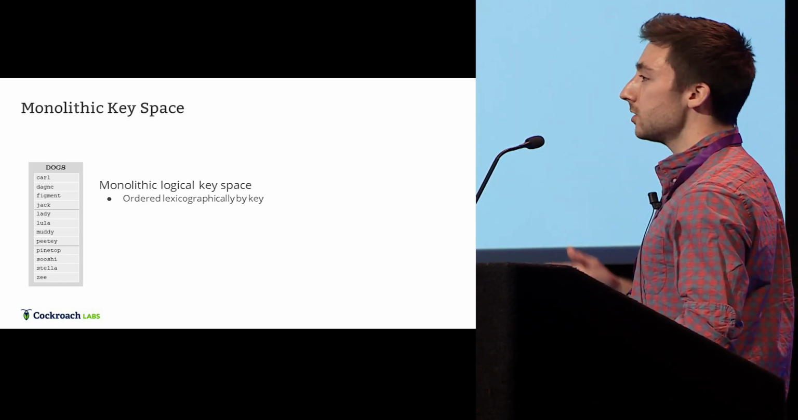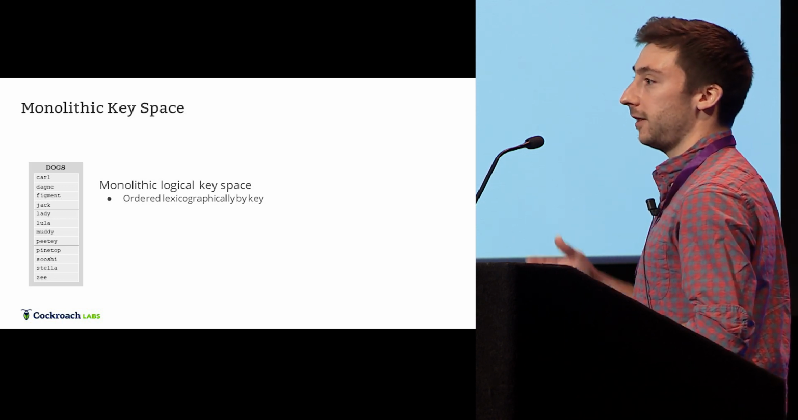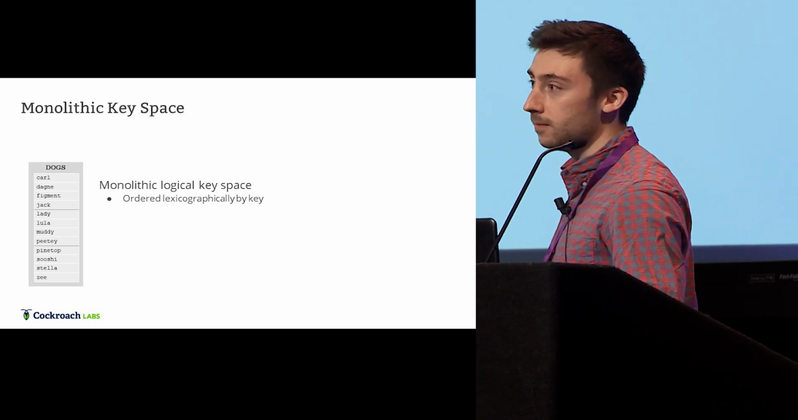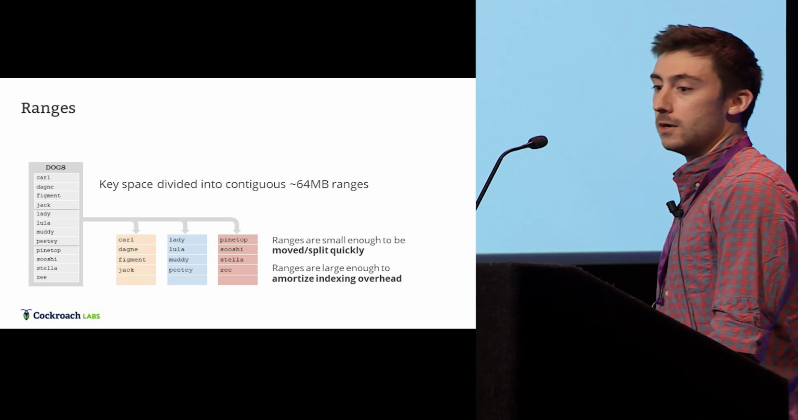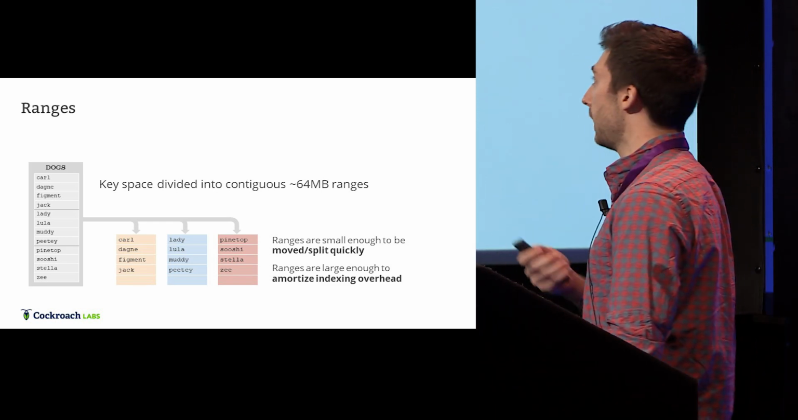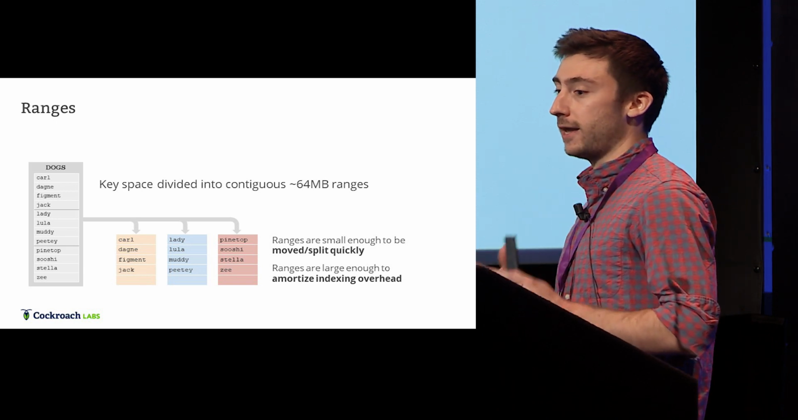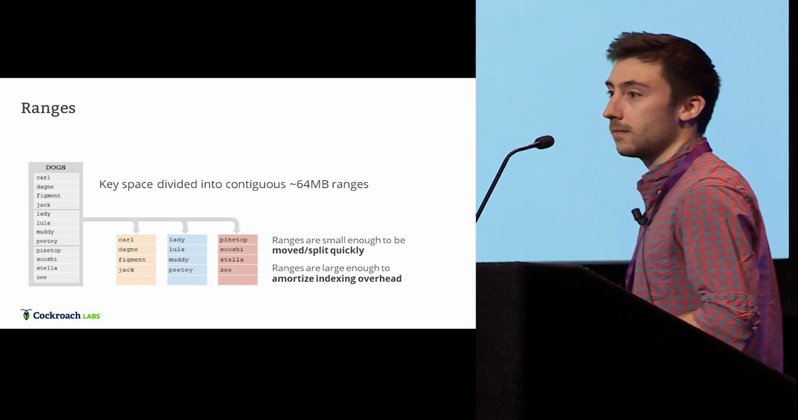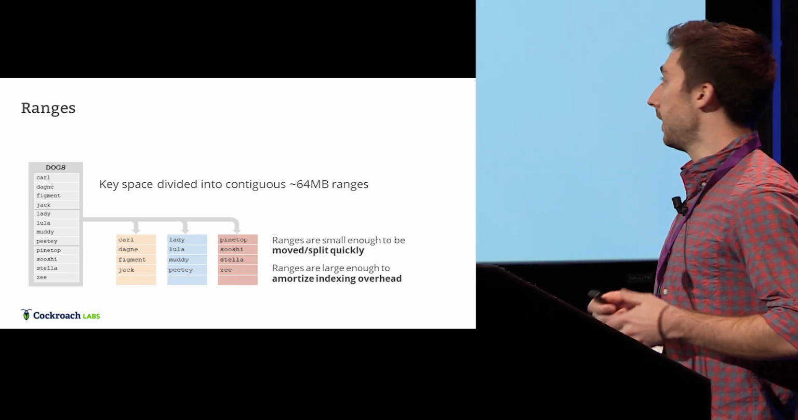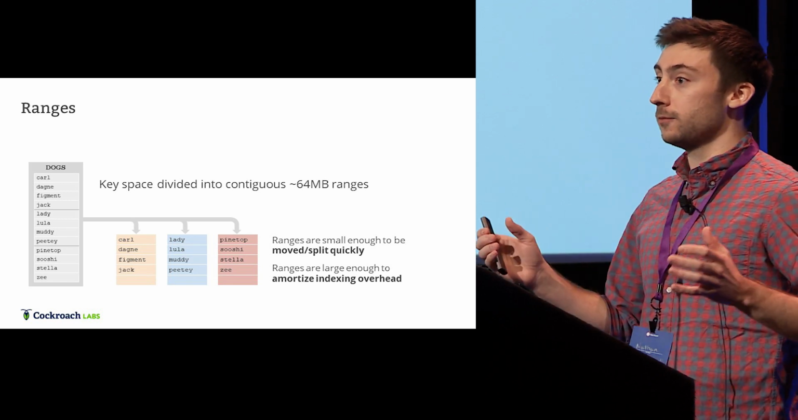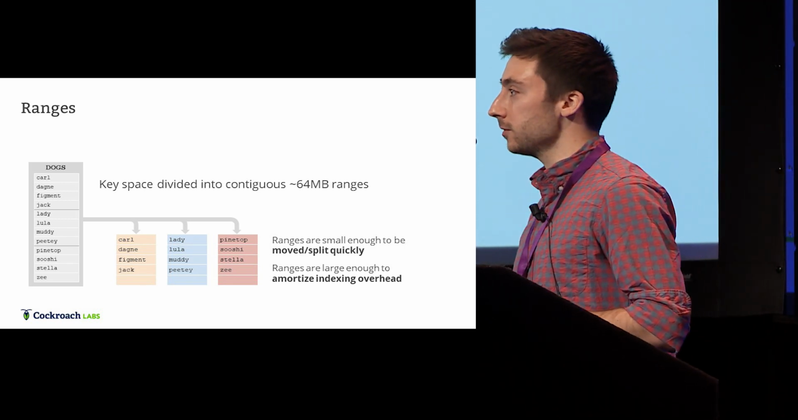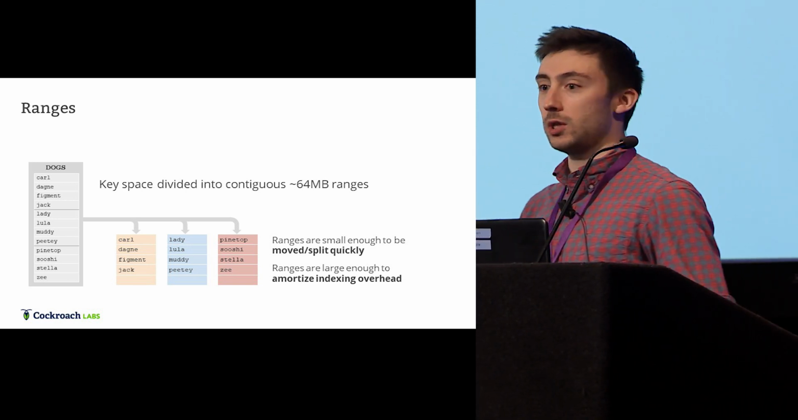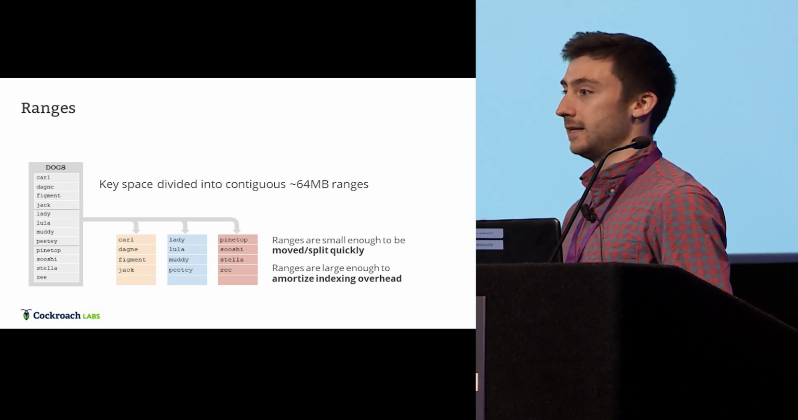Here I'm showing just the keys for clarity, but in reality there are values associated with each key, and in fact multiple versions of the value associated with each key. So the ordered monolithic key space is logical, but it's physically realized by breaking up the key space into 64 megabyte chunks, which we call ranges. These ranges start empty. They grow as data is added. They split when they get too large, and they merge back together with their neighbors when they get too small. So conceptually, you can think of CockroachDB as starting with a single empty range and just growing as users add data.